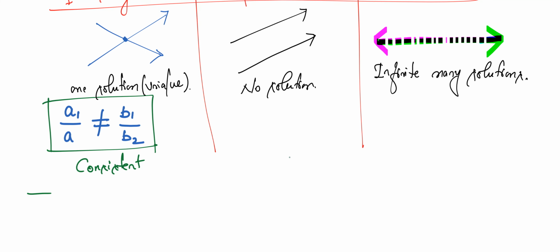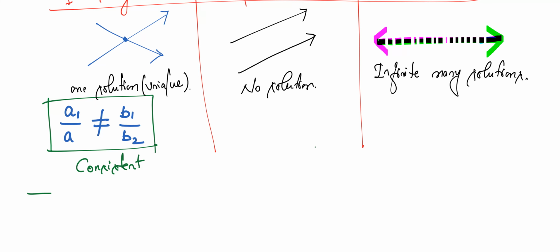If this condition is satisfied, we get all the 3 answers. If a1 by a2 does not equal b1 by b2, and they ask any question about lines, you can say directly they are intersecting lines. If they ask about the solution, there is one unique solution. If they ask about consistency, they are consistent.